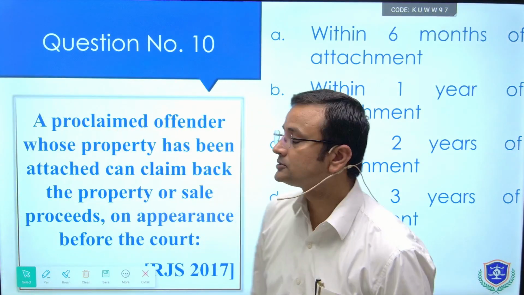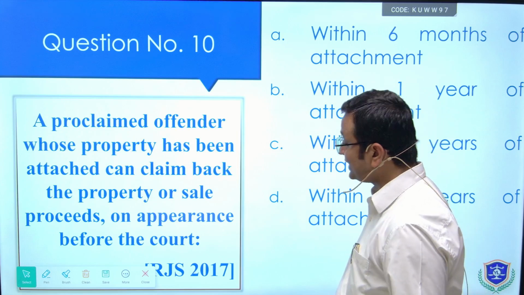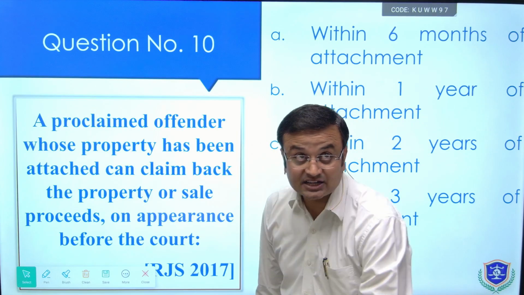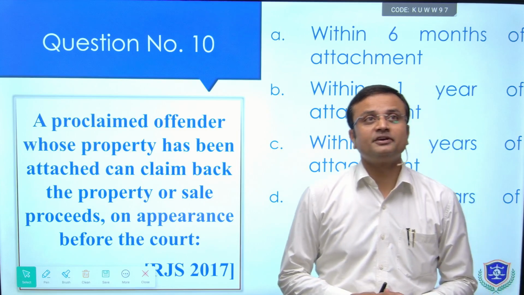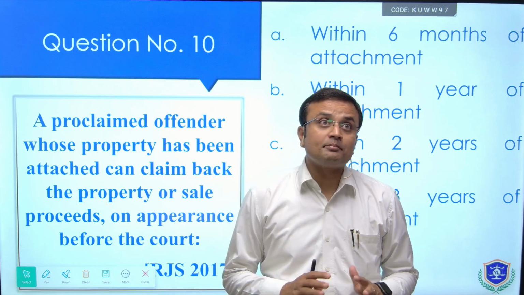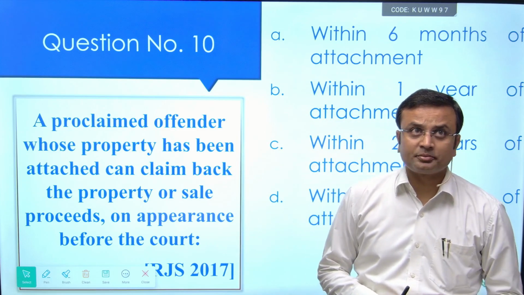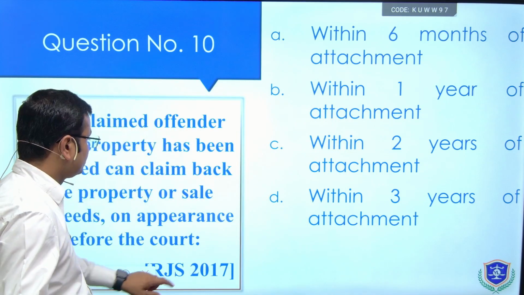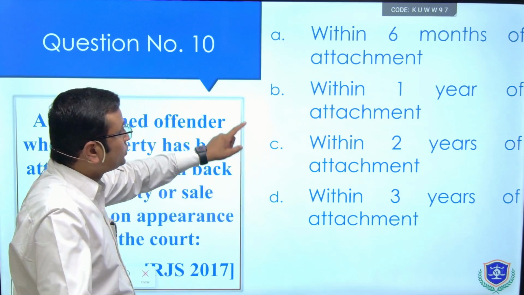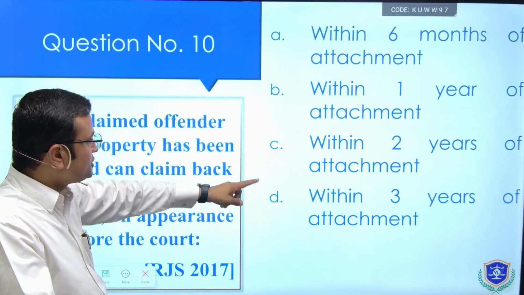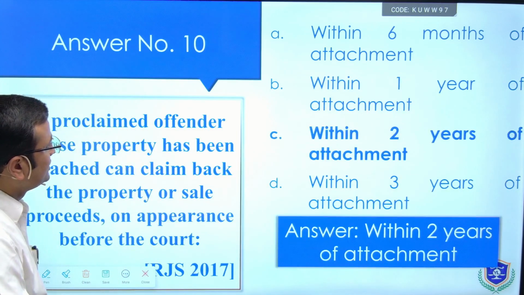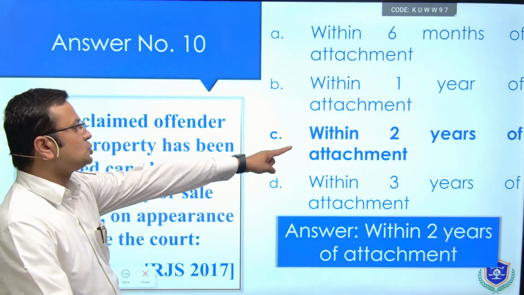Let us see the next question, that is question number 10. A proclaimed offender whose property has been attached, can claim back the property or sale proceeds on appearance before the court, that is within 6 months, within 1 year, within 2 years, within 3 years. This question has been asked in RJS as well. So, answer is within 2 years of the attachment.